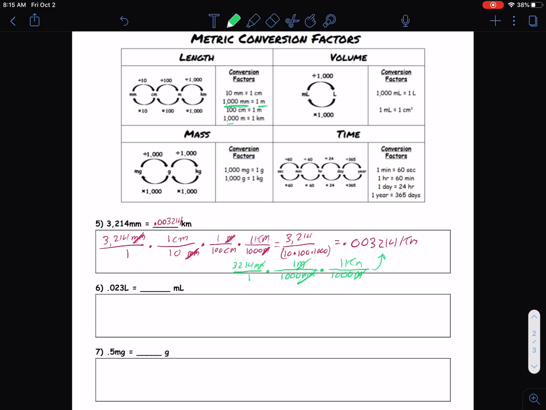Either one of these would have been a correct way to do it. One has 3 steps, one has 2 steps. Let's move on to number 6 now. Number 6.